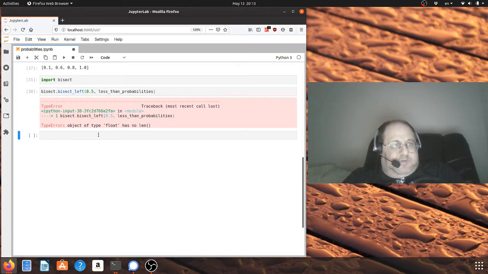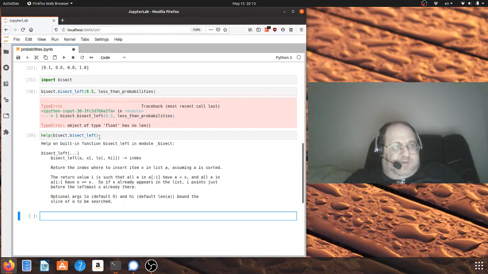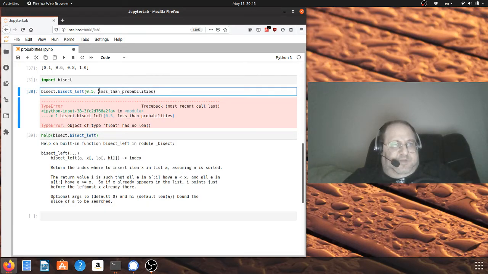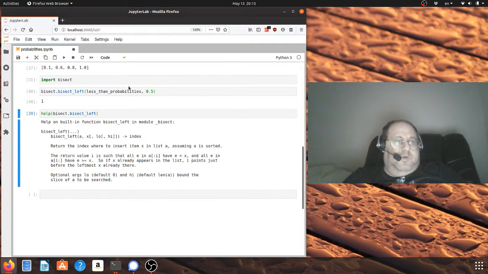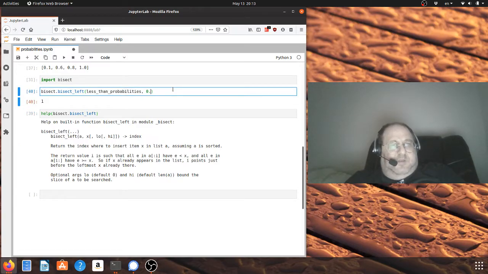Did we make a mistake? I think we changed the order. Bisect.bisect_left. Yes, we did the wrong order. So this is why it's good to practice with a known number. 1, right? Because the index will be 1. Now if I had 0.5, then it would be 0. So you can see that it basically tells you which one.